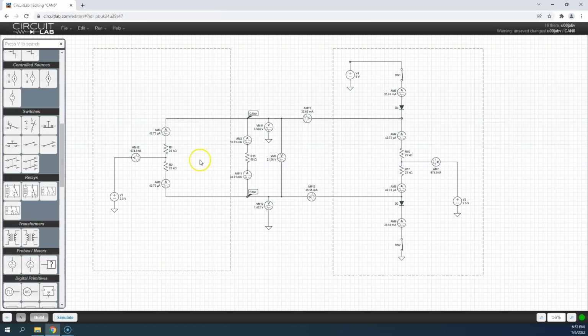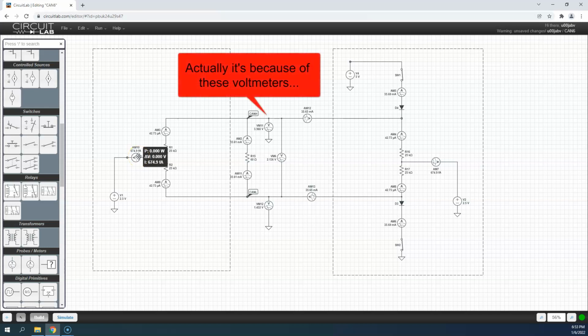Oh no, I got a femto amp. This is something with the simulation. Femto is 10 to the negative 15th power. This is basically some rounding error. This is as close to zero as you can probably get.